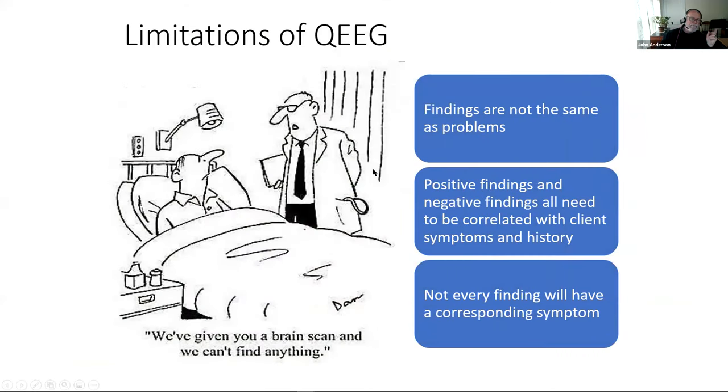So we've given you a brain scan and we can't find anything, which is sort of a standing joke. Because you see findings or lack of findings, that doesn't mean you have problems. Positive findings, negative findings all need to be correlated with client symptoms and history. Not every finding will have a corresponding symptom.